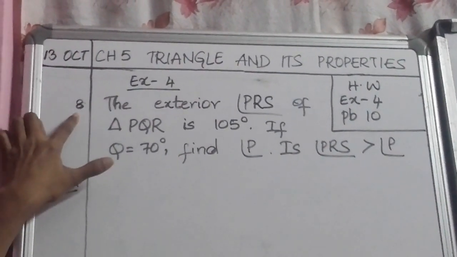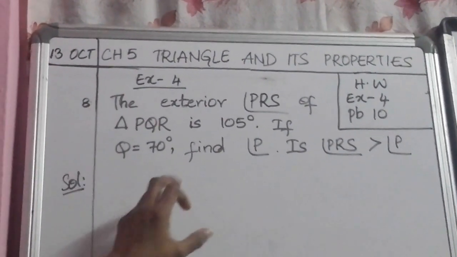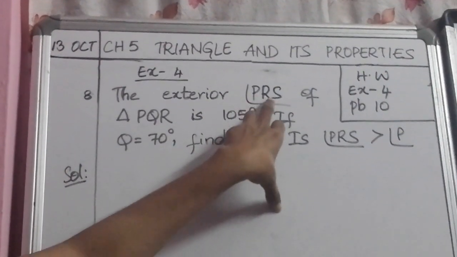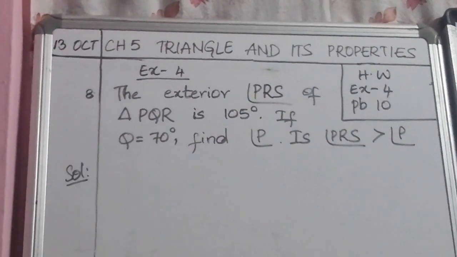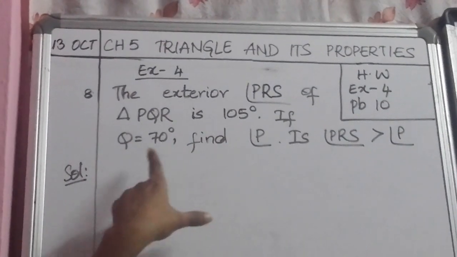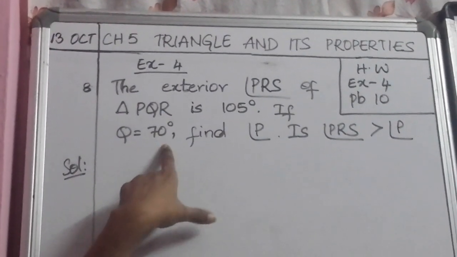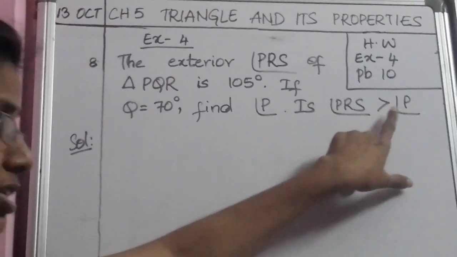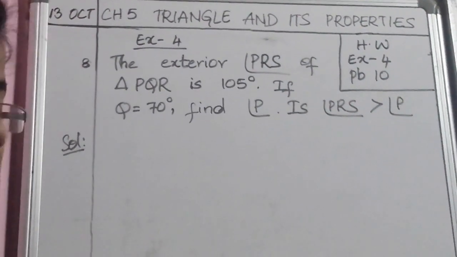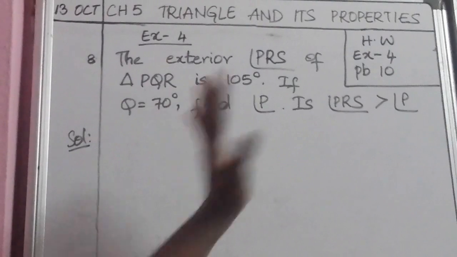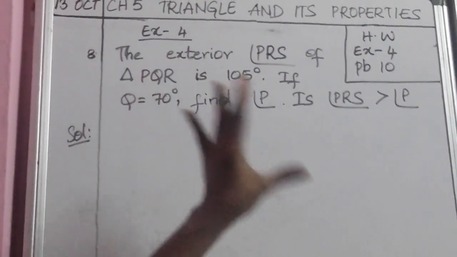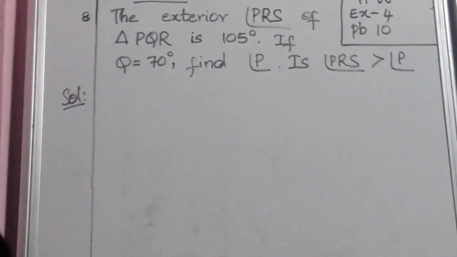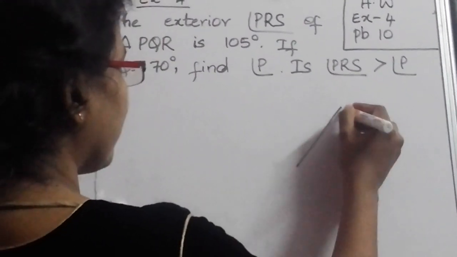Now let us do the 8th problem. The exterior angle PRS of triangle PQR is 105. If Q is 70 degrees, find angle P. Is angle PRS greater than angle P? This is the question given. So first, to understand this problem, let us draw a figure. Use your scale for drawing.